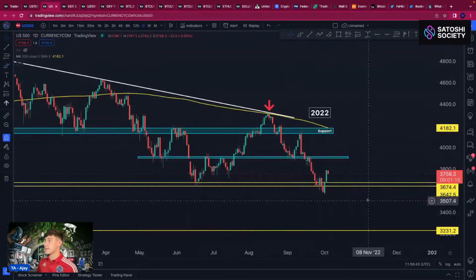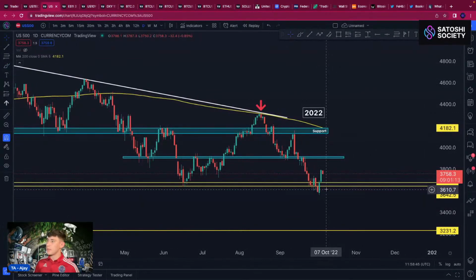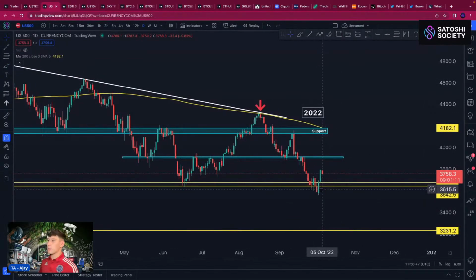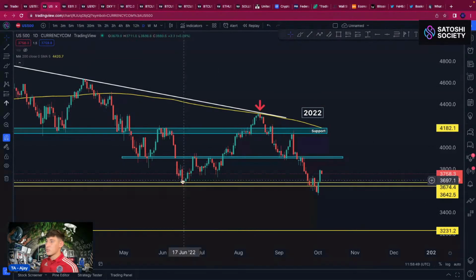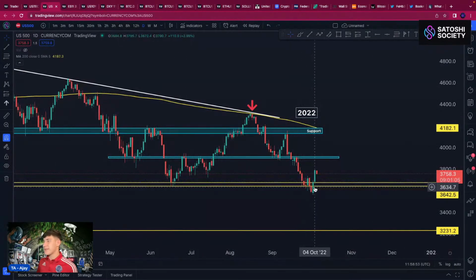Also looking at the S&P 500. So we did actually get a break towards the downside of this major support level. It's been major support previously as well. And we did actually get a fake out here. We've broken back up. If we can stay above this, then it's looking very bullish for crypto, because obviously the crypto market is very correlated to the traditional markets.